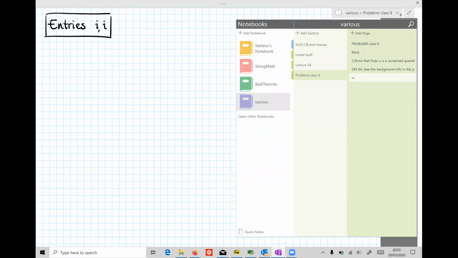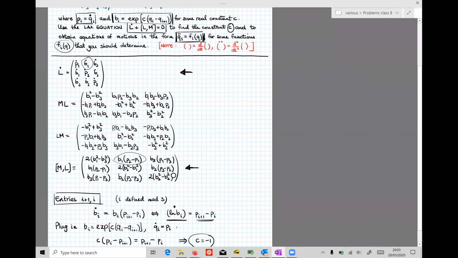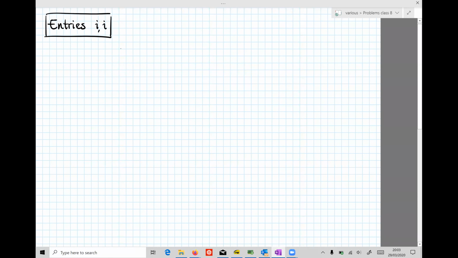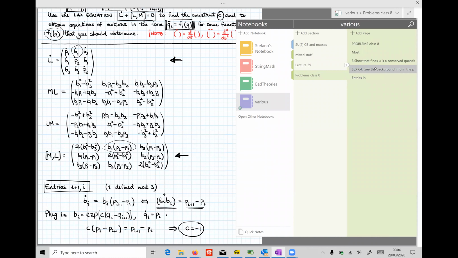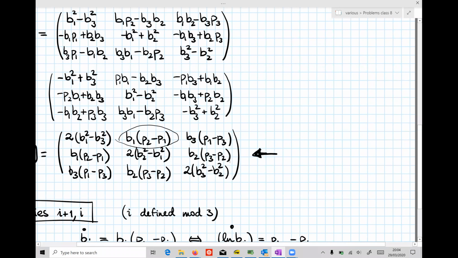So let's go back. The Lax equation is that L dot is equal to the commutator of M and L. So the diagonal entries of L dot are P_i dot. And this is equal to the diagonal entries of the commutator of L and M, which we see are equal to 2 times (B_i squared minus B_{i-1} squared).